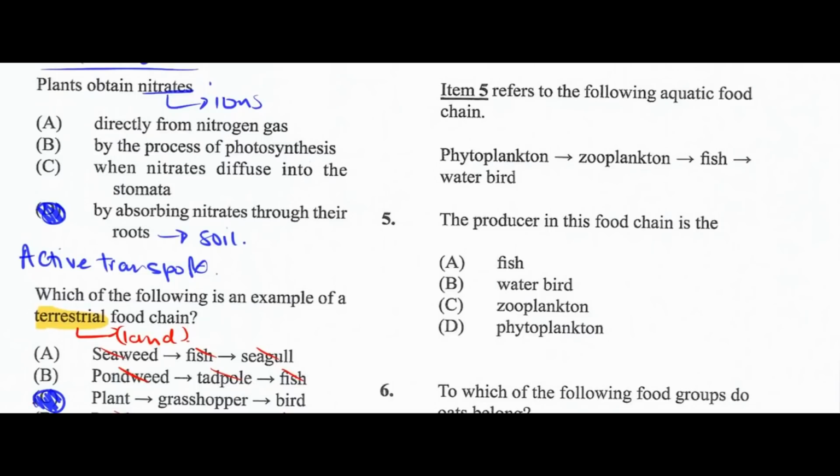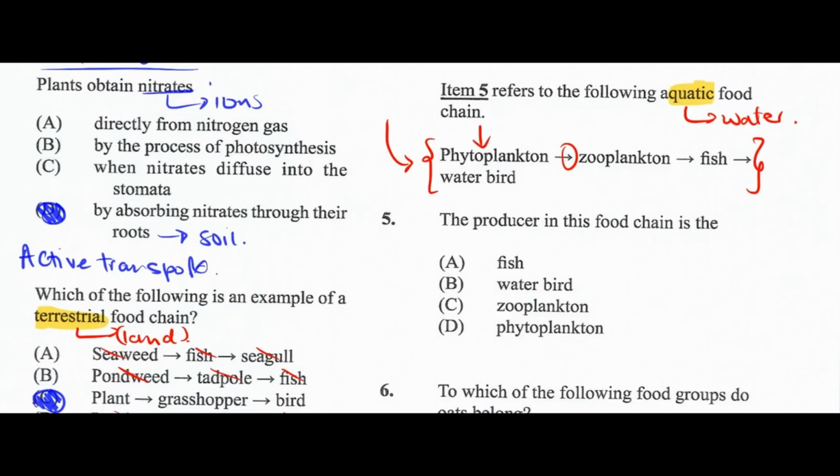Now, item 5 refers to the following aquatic food chain. Aquatic is the opposite of terrestrial. So terrestrial for land, aquatic for water. So we're looking at organisms that reside or live in water. So we have the phytoplankton, then the zooplankton eating the phytoplankton, and I hope you realize that the arrow points towards who is doing the eating, and it's always that way in a food web, in a food chain. So yeah, for your paper 2s, keep that in mind. Zooplankton, fish, water bird.